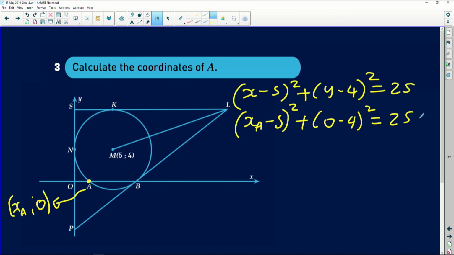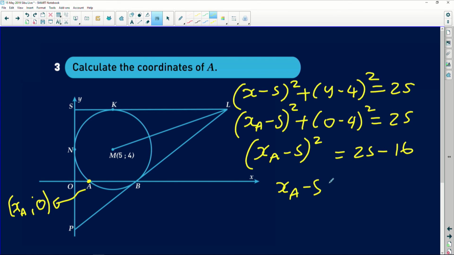The rest is just basic algebraic simplification. Let's do the math. (x − 5)², close brackets there, squared. This is (0 − 4)², which is 16. So I'm going to have 25 minus 16, which is going to give me (x − 5)² = 25 − 16, which gives me 9.